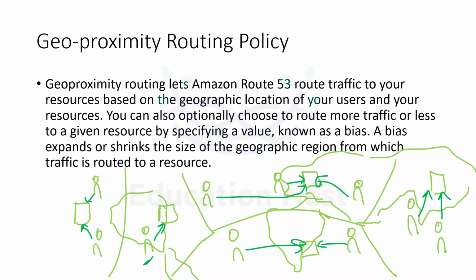So you can change the geographical region size. This is the size of the geographical region based on the bias value. If you increase it, your geographical region would be expanded. So maybe if I increase it, it will become this. You can point your users' requests to this environment itself, and you can reduce this environment from here if you want. So that is the geo proximity routing policy.